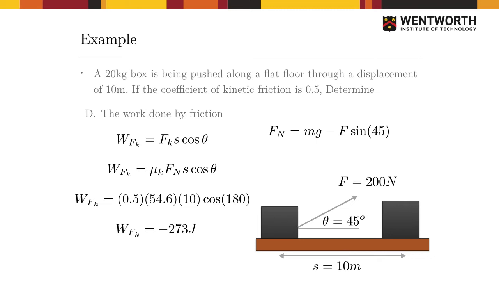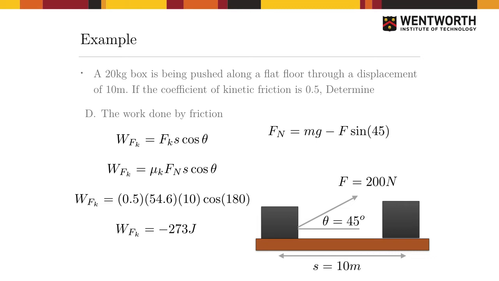I'll leave those steps up to you, but you should find that the normal force is equal to mg, the weight of the box, minus F sine theta, where theta is 45 and F is the pushing force. As a hint, note that the box is in equilibrium in the y direction.